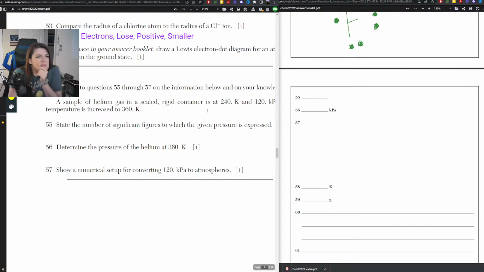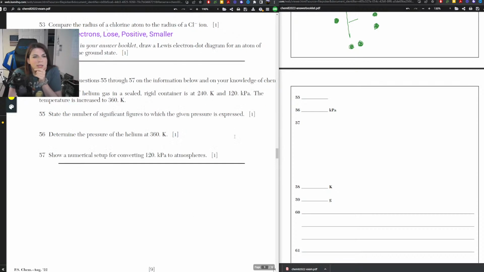A sample of helium in a sealed rigid container at 240 Kelvin and 120 kPa. The temperature is increased to 360. From where? Where did it start? Oh, 240. Okay, 55: state the number of significant figures to which the pressure is expressed.